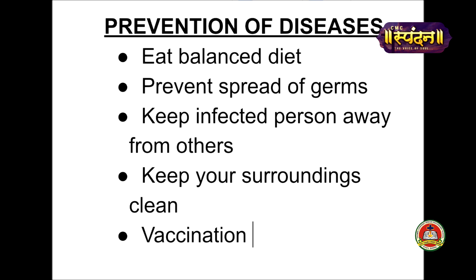Now, what is vaccination? Vaccination is the process of giving a person or an animal a vaccine. And what is a vaccine? A vaccine is a substance that protects the body from the disease. It is usually given to a person by injecting it, and it is different for different diseases.